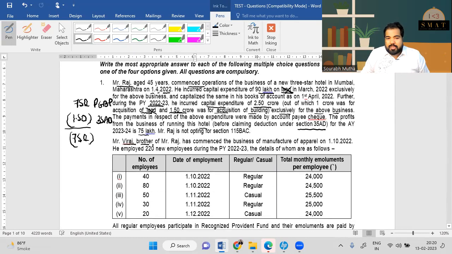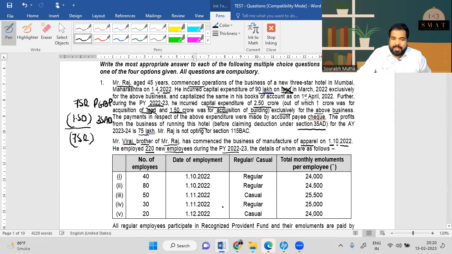His brother Viraj, the brother of Raj, has commenced the business of manufacture of apparel like clothes, shirts like this. I think it's nice. It's one of my favorites. On the 1st of October 2022, he employed 220 people. Wow, that means a big factory. During the year, the details of which are as under.